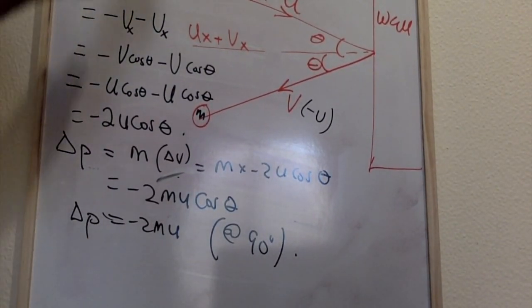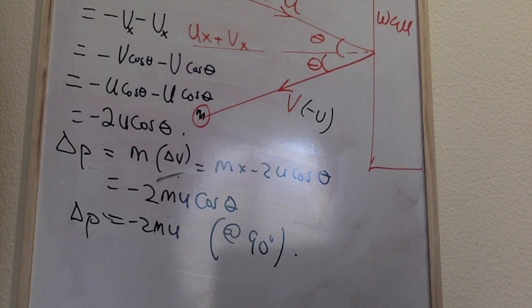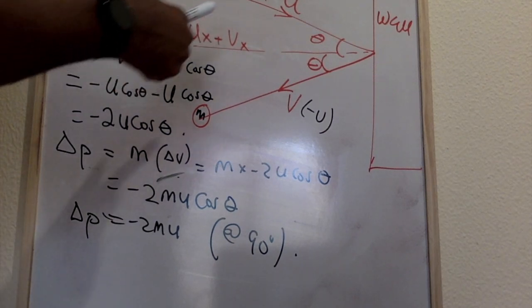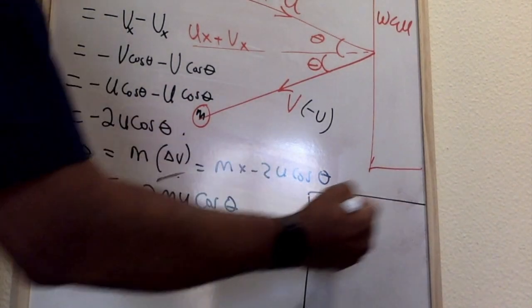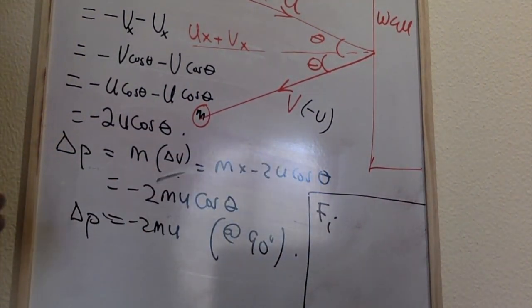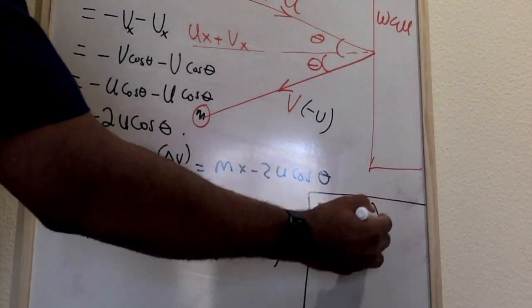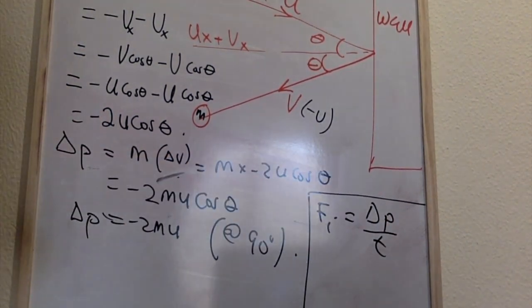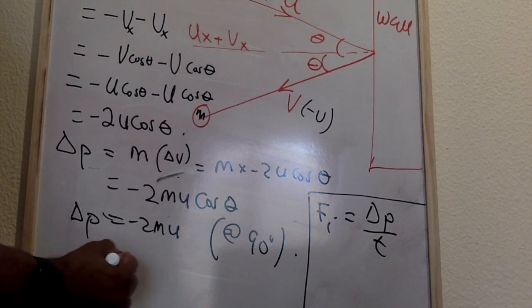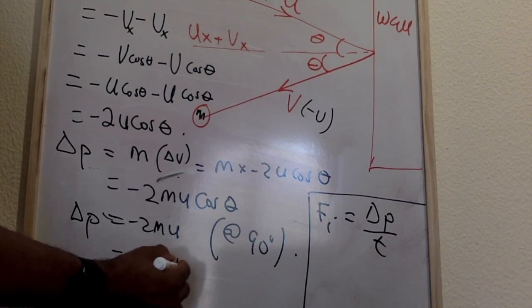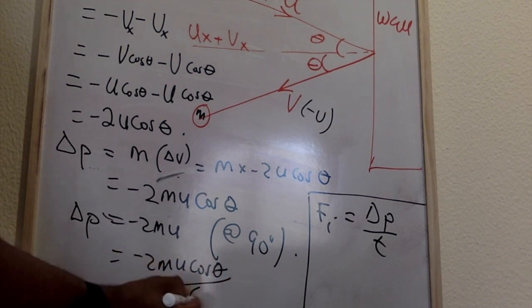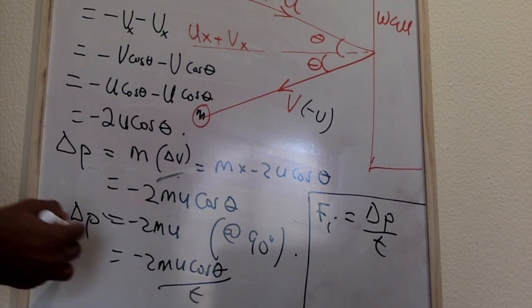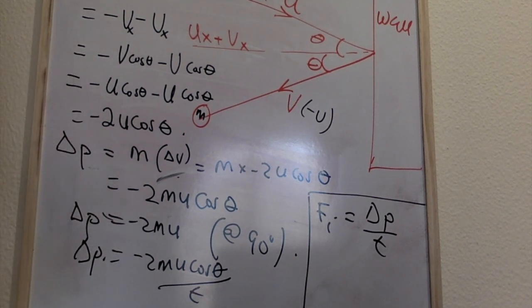And this is how we generalize the solution for a ball or an object that is impacting a wall at an angle. If we are then looking for the impact force, as we've already done before, our force of impact will be rate of change of momentum, which would then be minus 2mu cos theta over t. And that is how we simplified an expression like that.